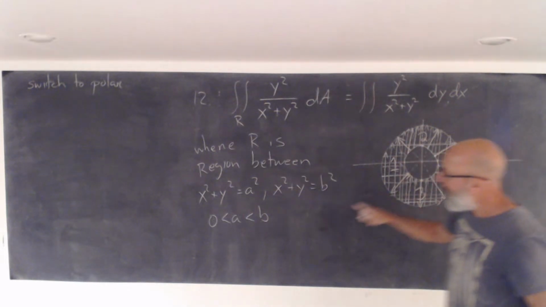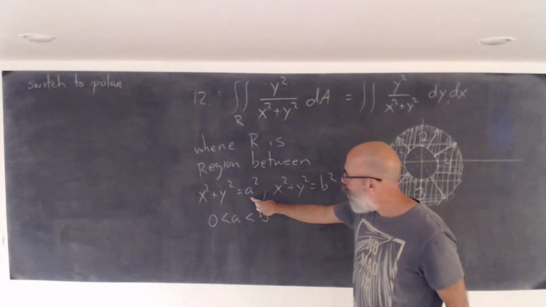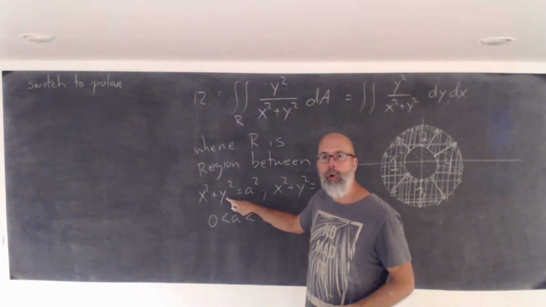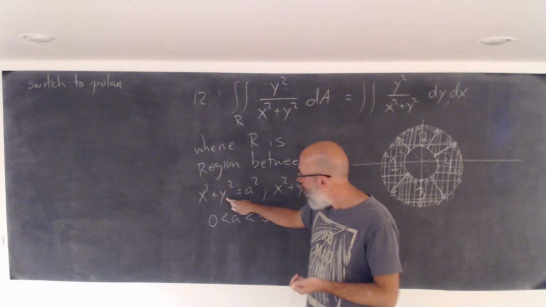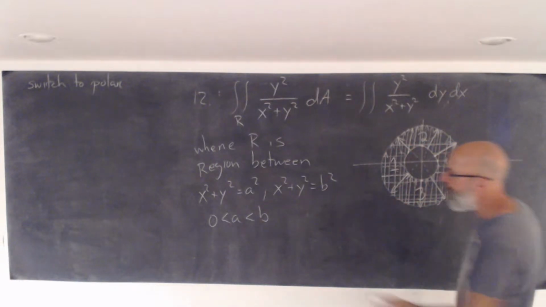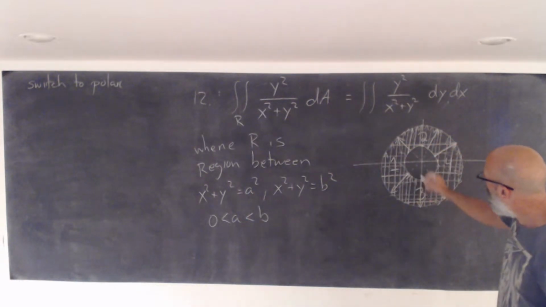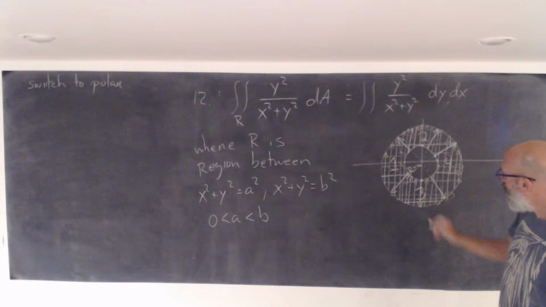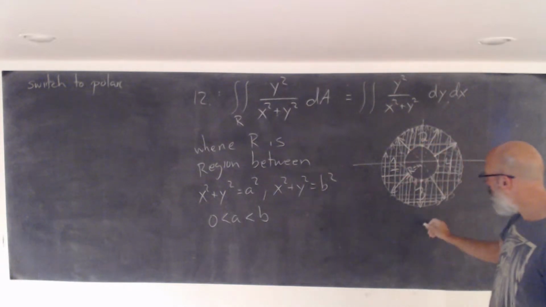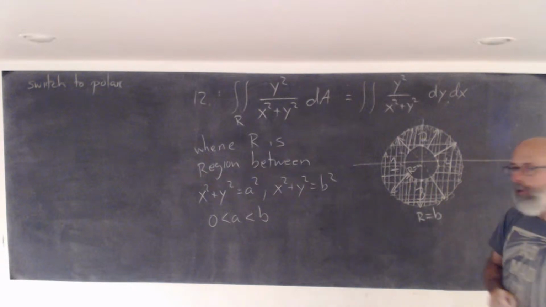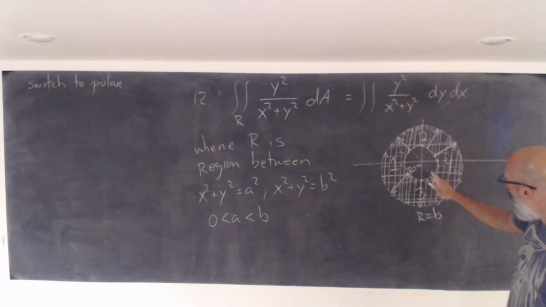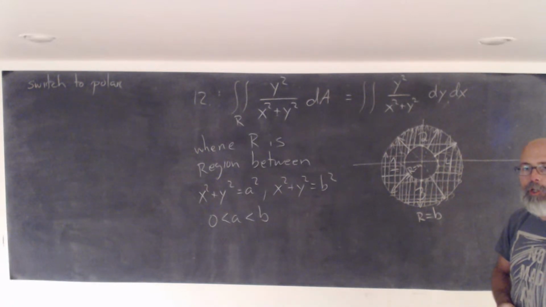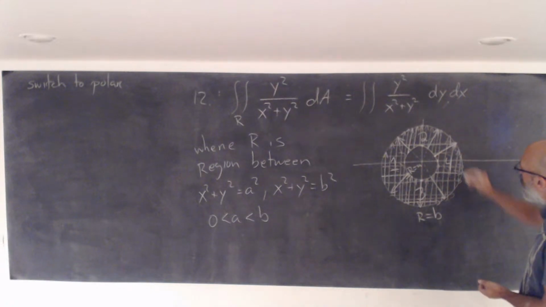The small circle has equation x squared plus y squared equals a squared, and we've worked out x squared plus y squared in polar coordinates enough times that you know that this is r squared. So the small circle has equation r equals a. The large circle has equation r equals b. So r goes from a to b. Very nice, simple description. What about theta?